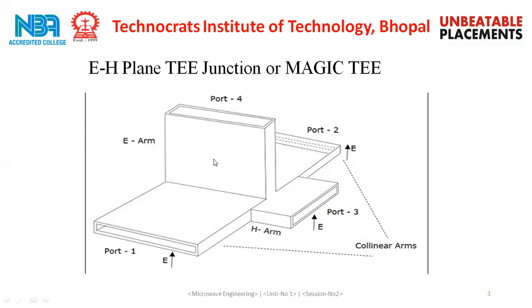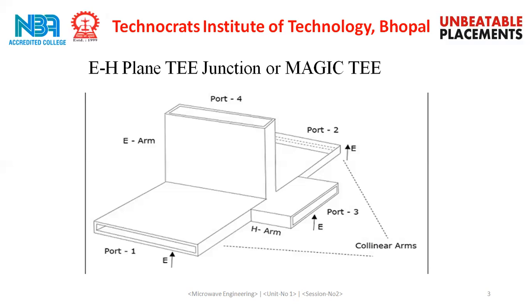See, students, the main waveguide is forming 2 ports, port 1 and port 2, and 2 auxiliary guides are preparing 2 more ports, port 3 and port 4. So we have a 4-port junction. This is known as the EH plane T or a magic T. This is a physical diagram of an EH plane T. You can be able to see this. It is a 4-port junction. It has properties of E plane T as well as H plane T.